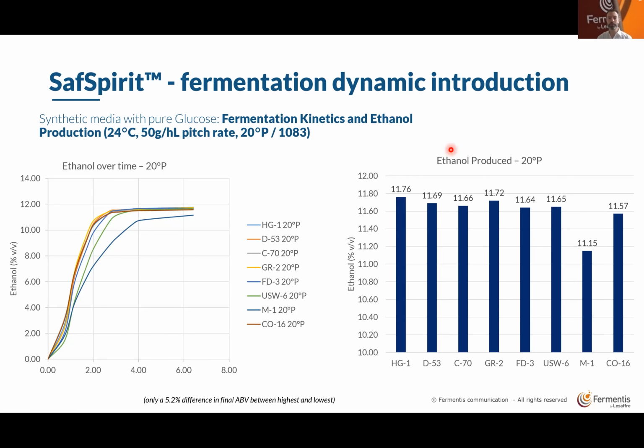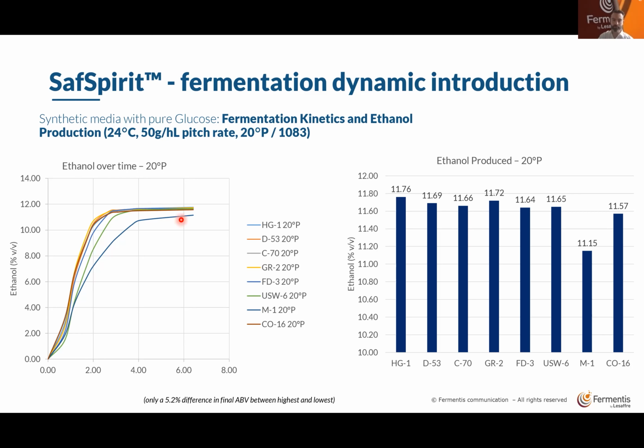Introduction also to the fermentation dynamic. So this is a trial in synthetic media, and only glucose was used, and then one single fermentation condition, 24 degrees Celsius, 50 grams per hectoliter, and a 20 Plato or 1083, it's the same number, a different number to say the same thing. And here you have the fermentation time in days, and you have the ethanol produced, and the experiment was stopped after 6 days. And you can see that most yeast will ferment pretty quickly, and roughly after 3 days, they will be able to reach this 12% alcohol.